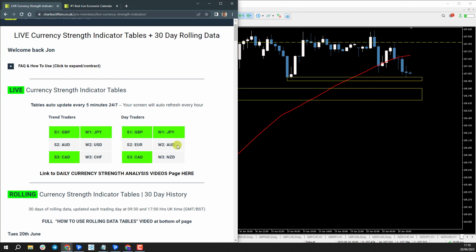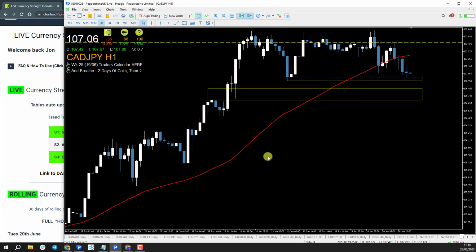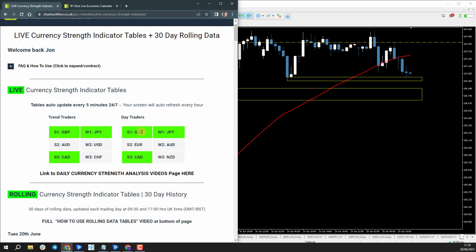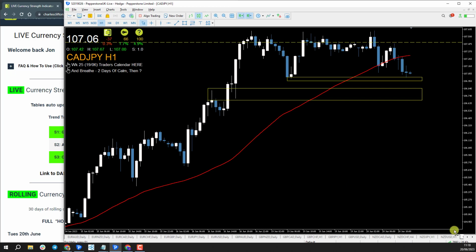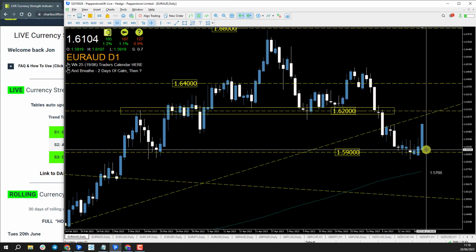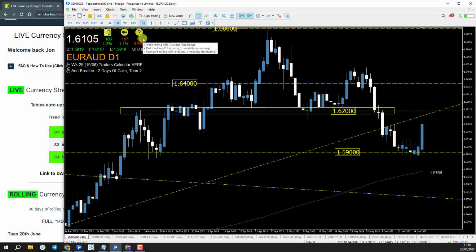So we have seen a little bit of momentum where we've seen the Australian dollar move completely off the day traders table. It's slowly making its way off the trend traders. So there's definitely some momentum with the Australian dollar at the moment, especially if we take a look at the likes of Euro Oz. You can see today alone, price is up 180 pips, breaking through its rolling ATR of 127 pips. It is having a bit of a stormer here at the moment.